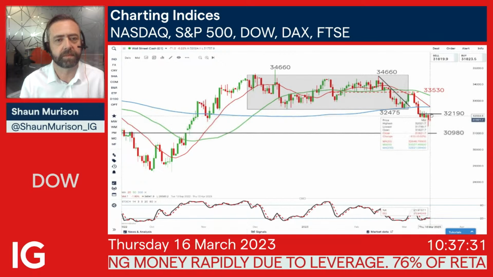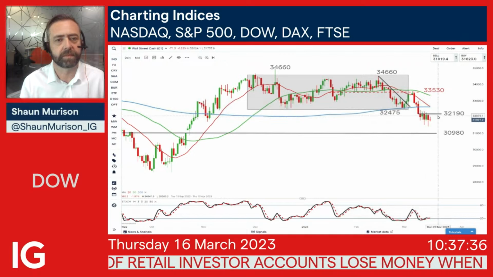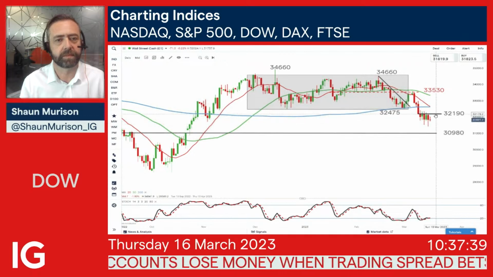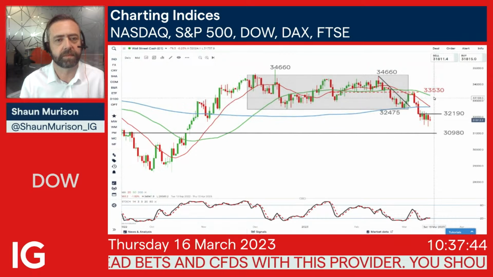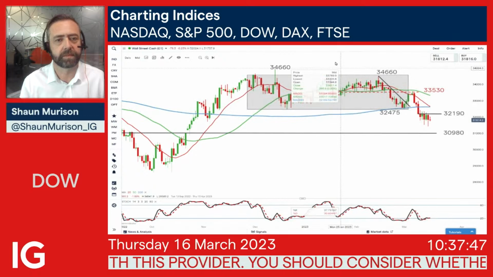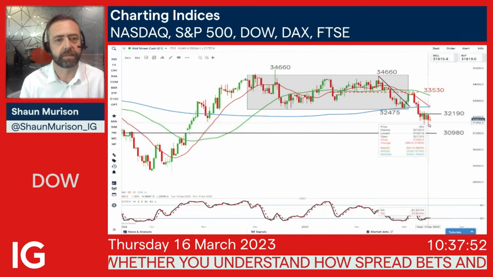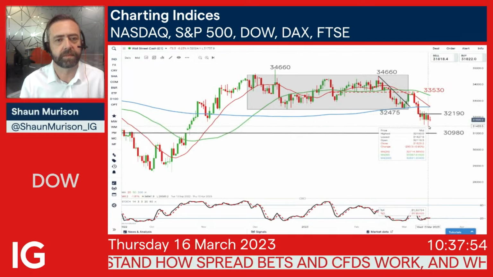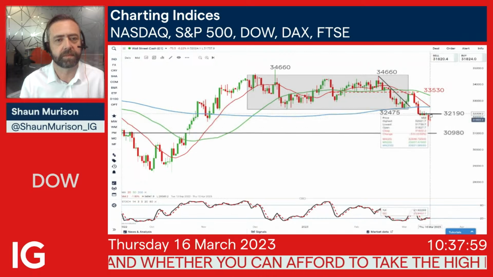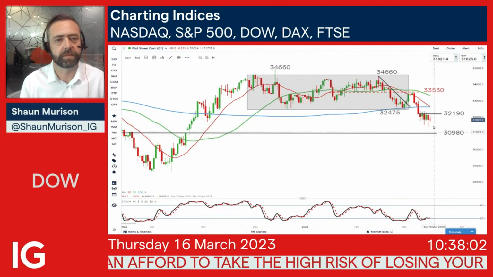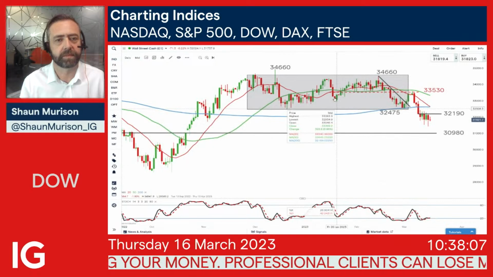For renewed gains, for some positivity, and to start considering the long side, you'd want to see at least a break out of the short-term range and above that 32,190 mark before starting to target a move back towards 33,530. Another point of interest here is that when we start seeing these long wicks on the lower candles, they're showing some price rejection and some appetite for some buying coming back into the market on Wall Street. But for conviction on the upside, we want to see that close above that 32,190 level first before targeting that next level at 33,530.